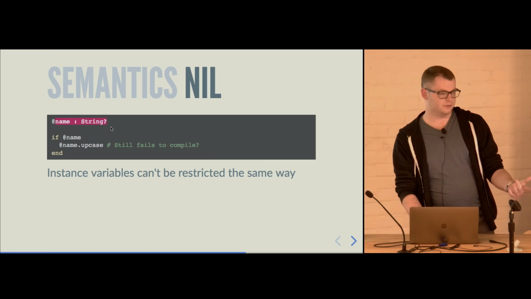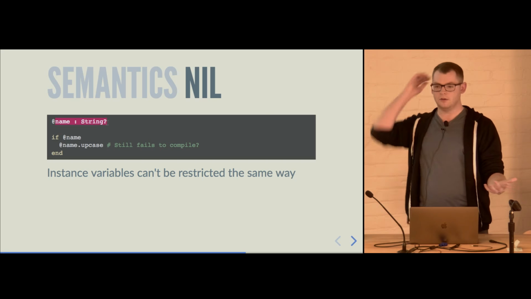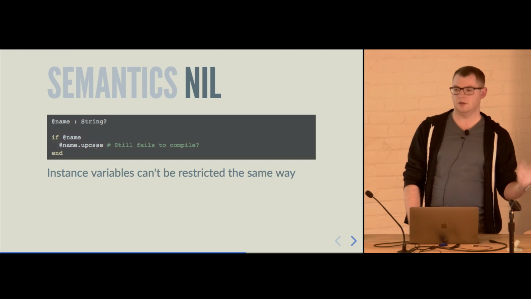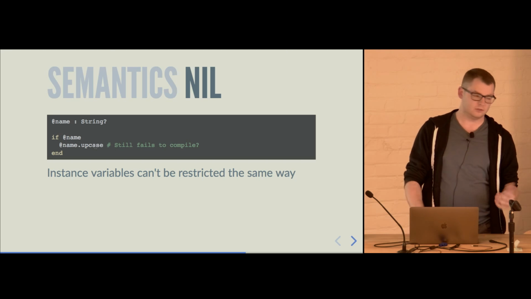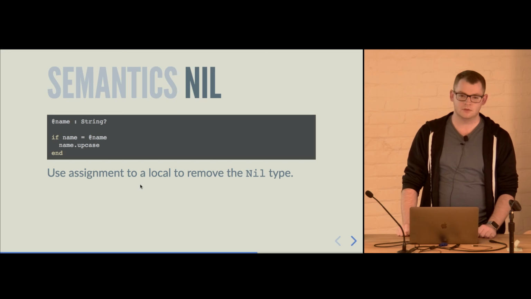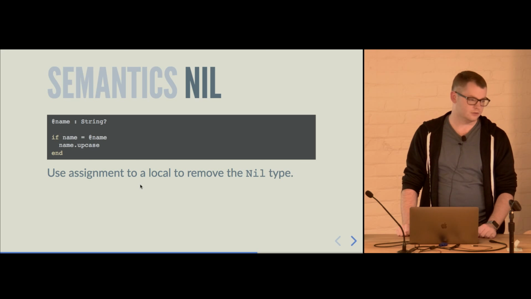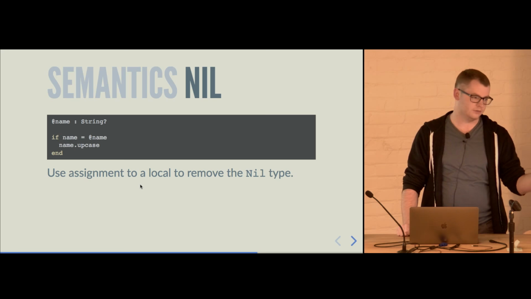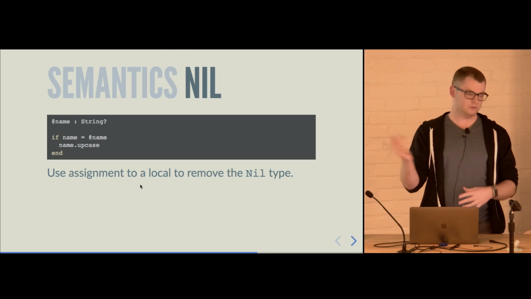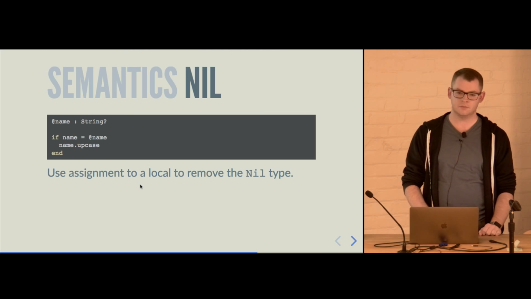Yeah, so if name is a string that might be nil, and it's an instance variable, this isn't going to work because it still might be nil in there. So it's not going to do the type restriction on instance variables. But there's a nice way around that. You just assign to a local variable. Simple enough. So this works the same way, because you're saying if a local variable name is equal to a thing, that's not going to be nil. It's a local. Restrict the type off, and it works just like you think.